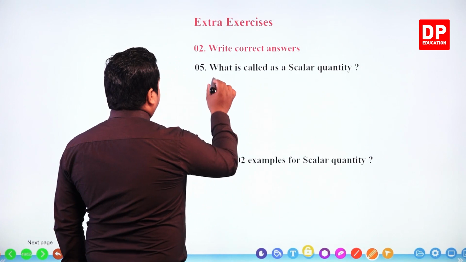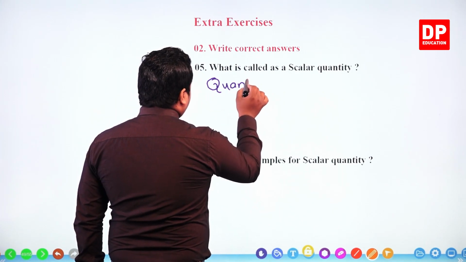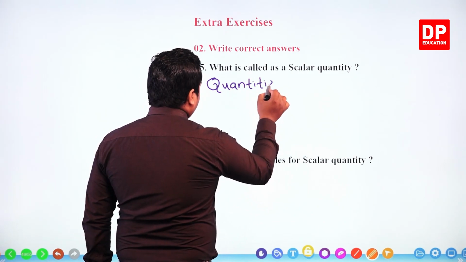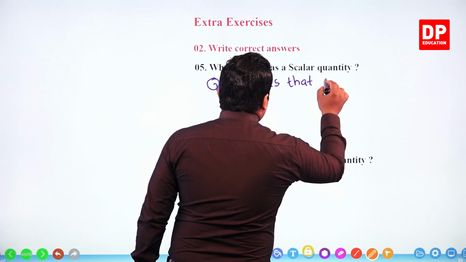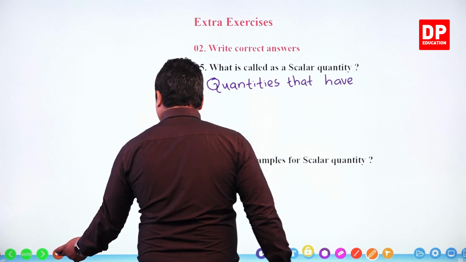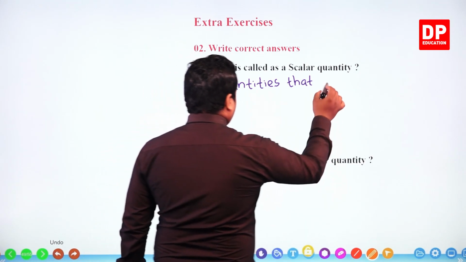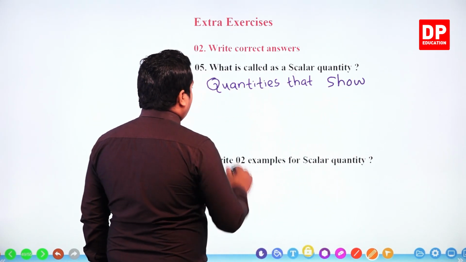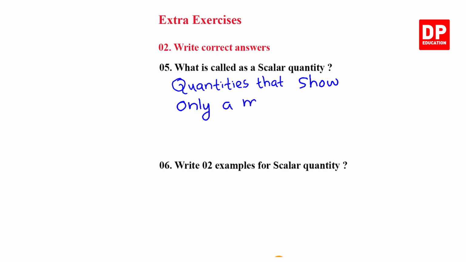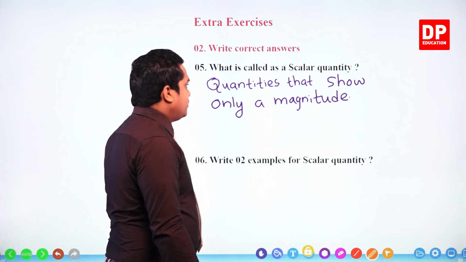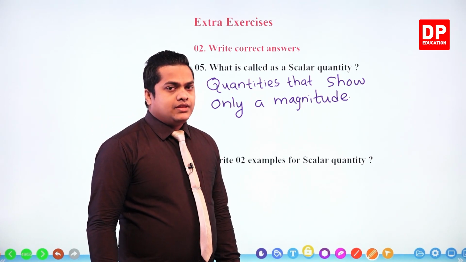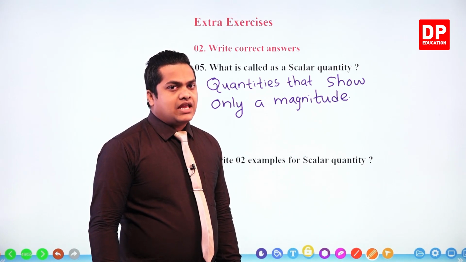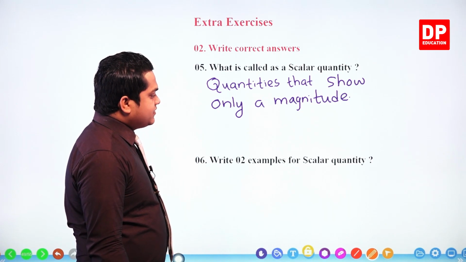So you can say that scalar quantities are quantities that show only a magnitude. So if a quantity is showing only a magnitude, then this thing is referred to as a scalar quantity.